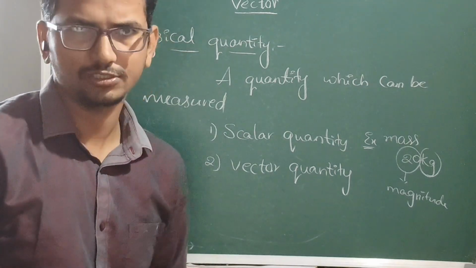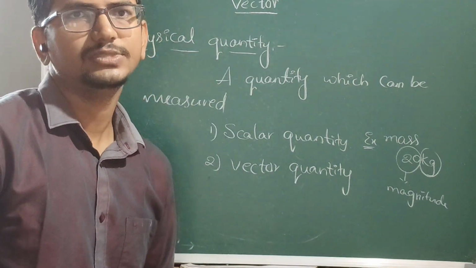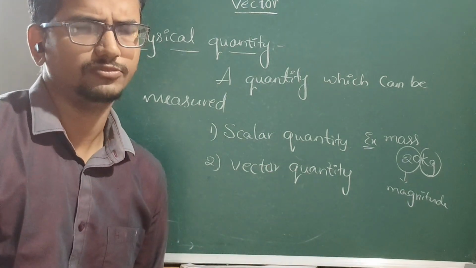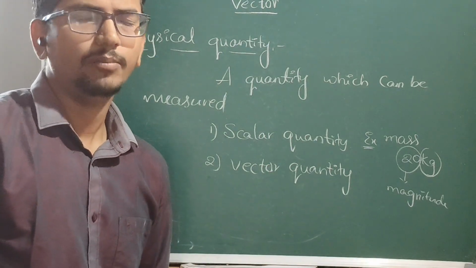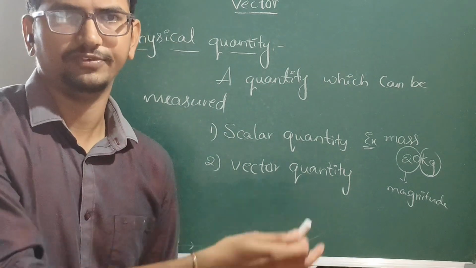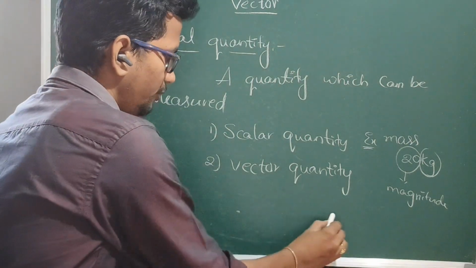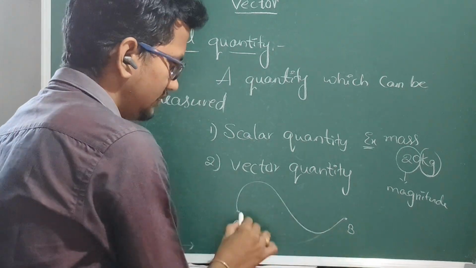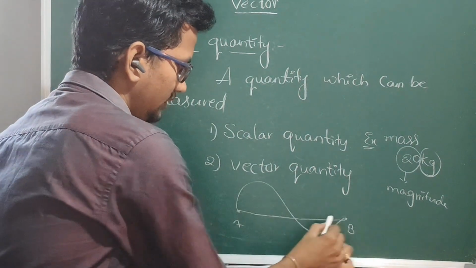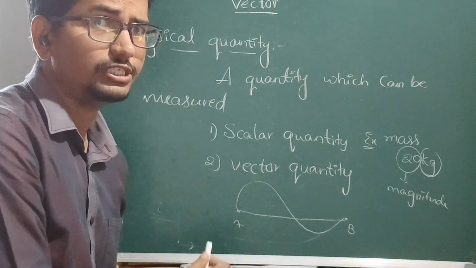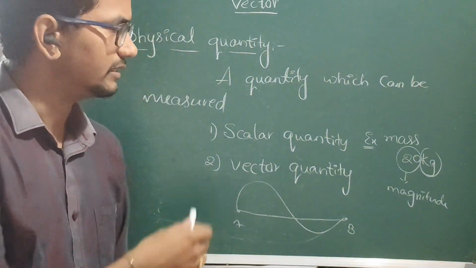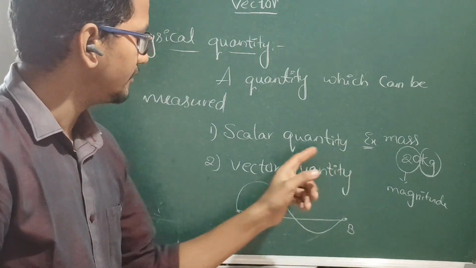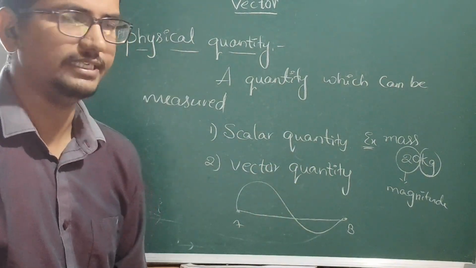For example, we also need to consider distance. Distance means the body moves from one place to another place. Whatever the path, the body can move in different ways. For example, from A to B, the path can go like this or in a different way. It is not a specific direction. It has only magnitude, so it is called a scalar quantity.